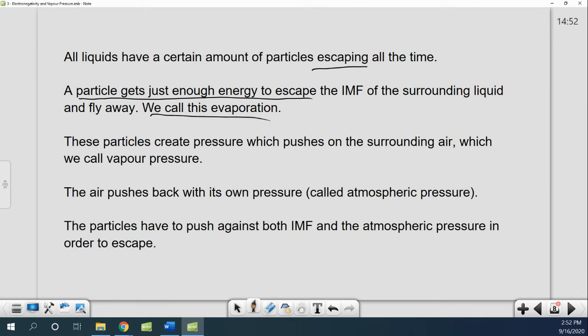It happens everywhere. You leave a glass of water out at room temperature, eventually that water will disappear. It doesn't have to be boiling. It takes a lot longer if it's not boiling, but everything evaporates at some rate.